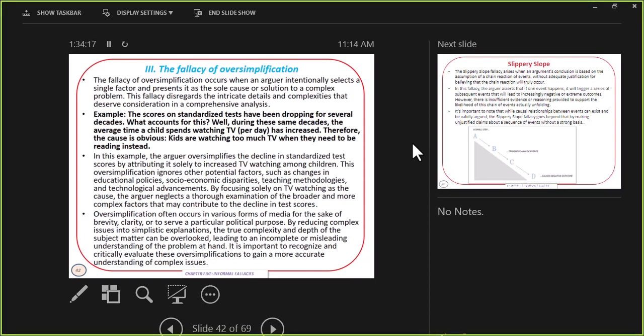Why? The cause for the backwardness problem of Africa is what? Multifaceted. It is numerous. But the arguer presents the political factor as if it's the sole factor for the entire problem of Africa by neglecting other details that deserve attention. Fallacy of oversimplification occurs when one selects a single factor and presents it as the sole factor for the problem, right? In various forms of media, for the sake of brevity, clarity, or to serve a particular political purpose, by reducing complex issues into simplistic explanations, right?